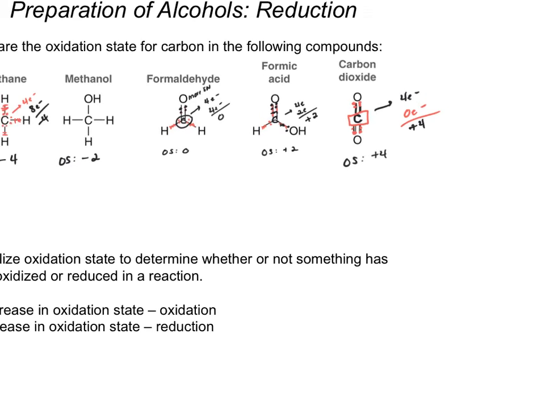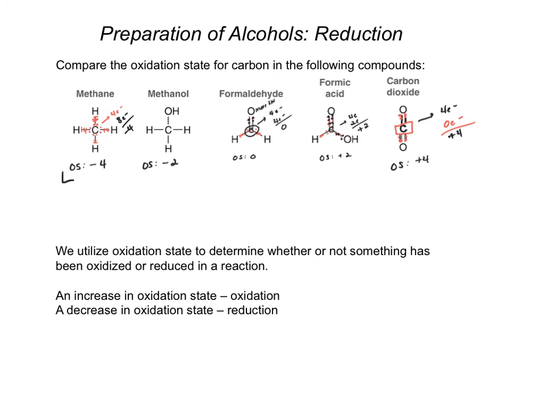So the fully reduced version of carbon is something like methane, where it has a -4 oxidation state. The fully oxidized version of carbon is carbon dioxide, where it has a +4 oxidation state. Notice that carbon in our organic compounds can move all the way from -4 to +4.